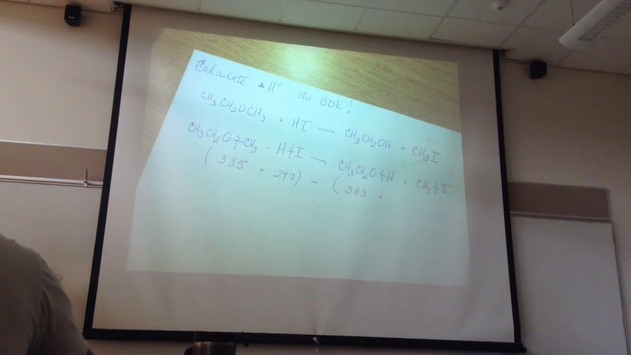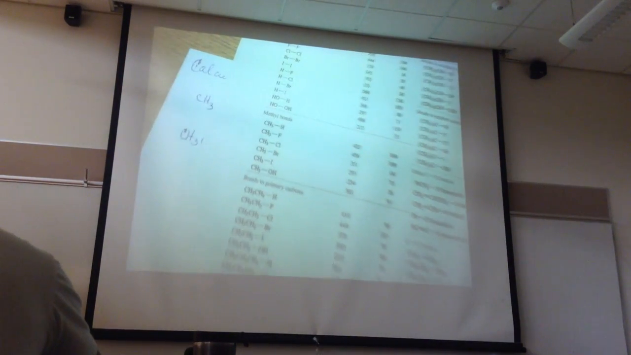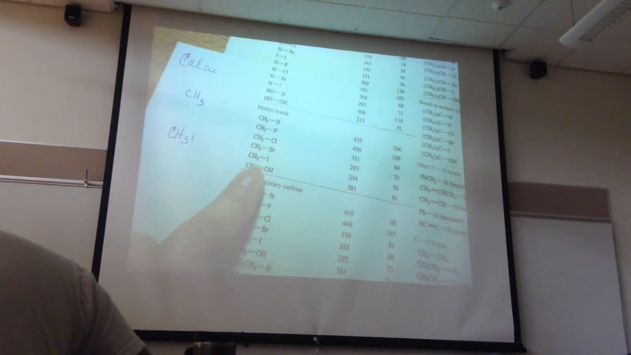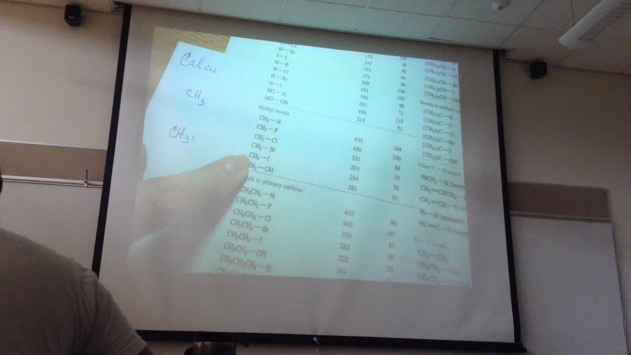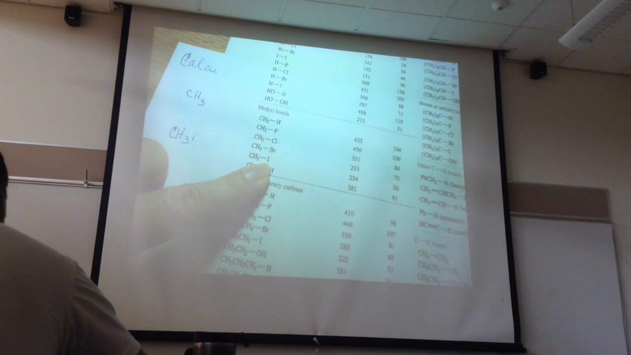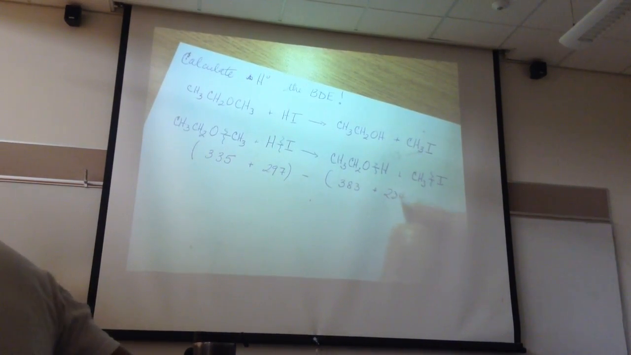Yeah, and then the CH3I, so it's really important that you know what you're looking for, right? That CH3I is the bond formed between a methyl and the iodide, right? It's the methyl and the iodide, and that's 234. So I'll put the 234 here.